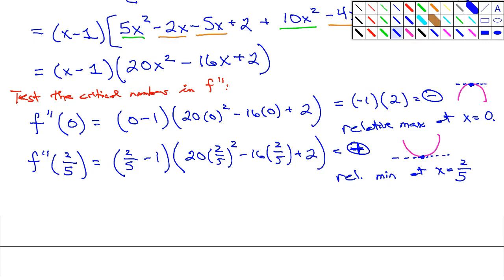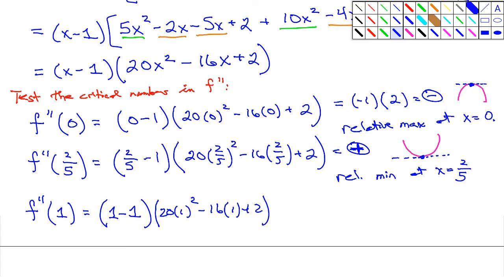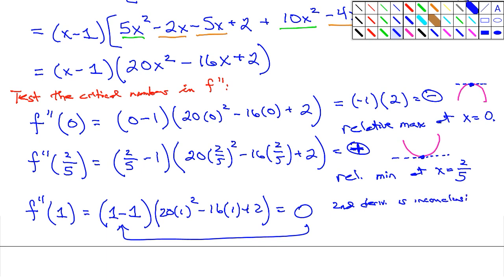All right, and then finally, let's test at x equals 1. Well, that's bad news. At x equals 1, we get 1 minus 1 times all of this, which is equal to 0, because this term is 0. That means the second derivative test is inconclusive. So you would have to go back to your old way of figuring out if this is a relative min or max by testing points around it. And so let's see.